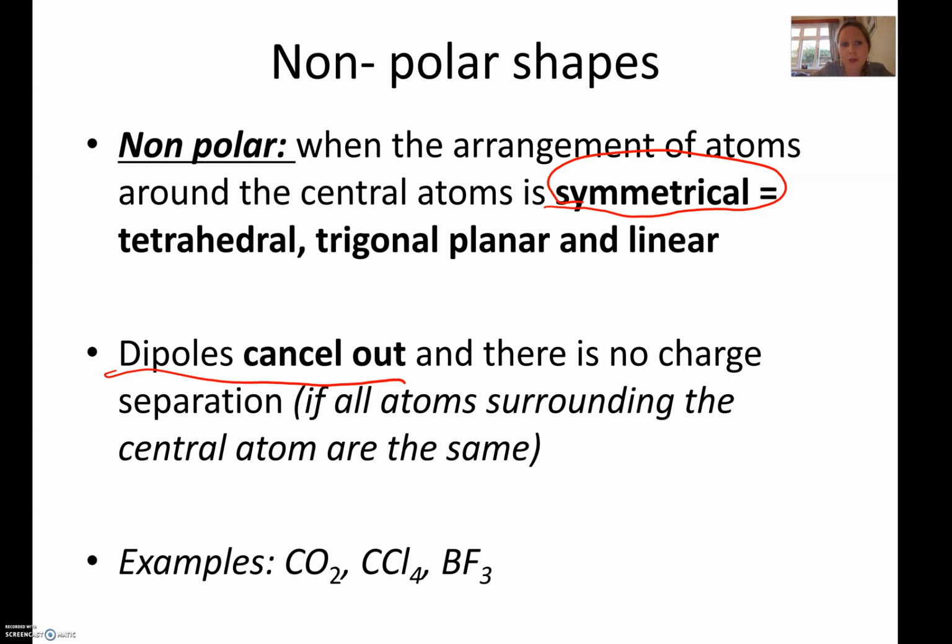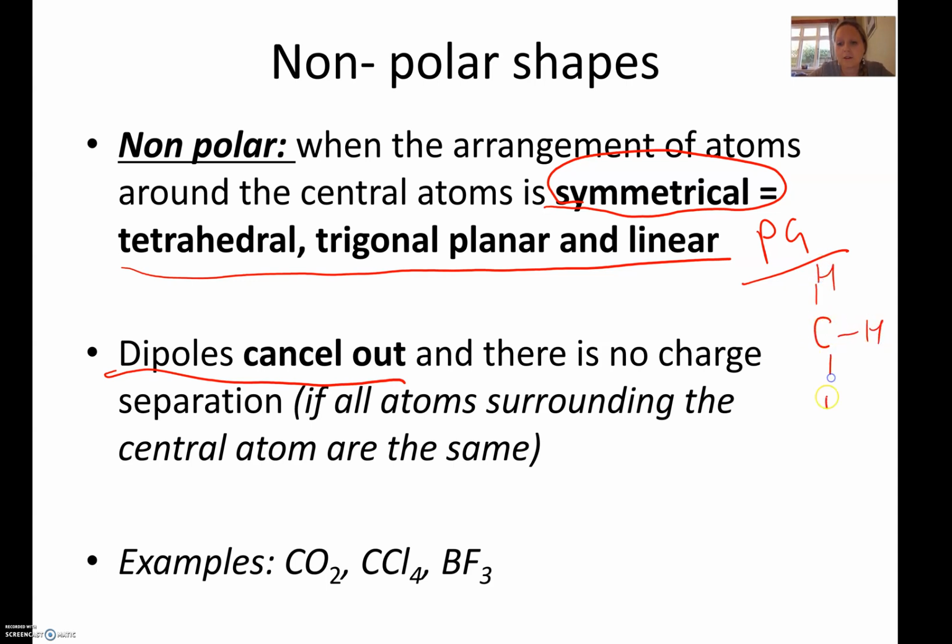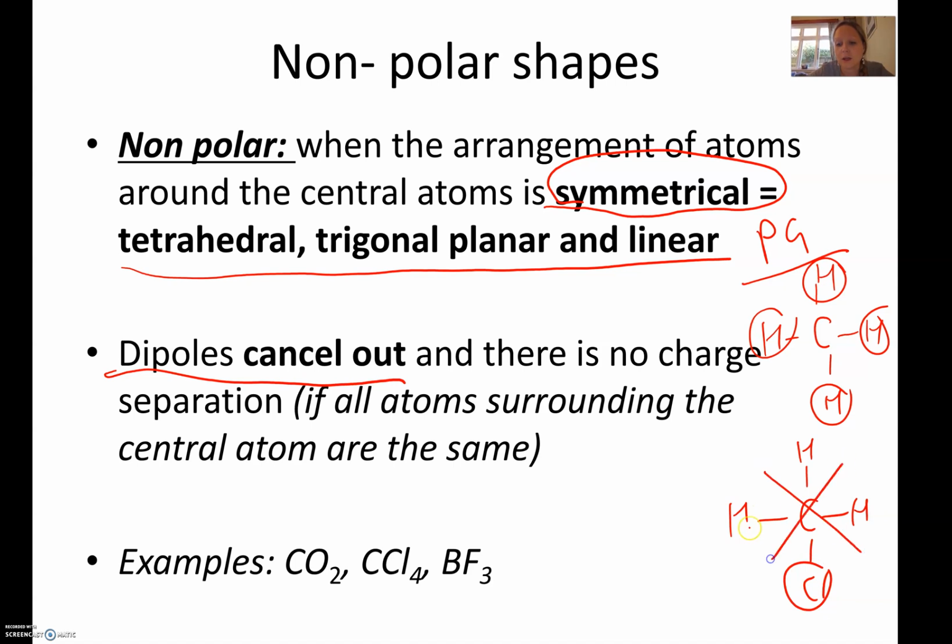Now, there are 3 shapes this year out of your 6 that are said to be symmetrical, and they are tetrahedral, trigonal planar, and linear. You'll probably make the connection straight away that these are your parent geometries. Your parent geometries are said to be symmetrical, and if all of the atoms surrounding them are identical, as with methane for instance, then they will be non-polar. If they're not identical, then that's going to change, and we'll talk about that. So this is not going to be non-polar, but we'll get to that.